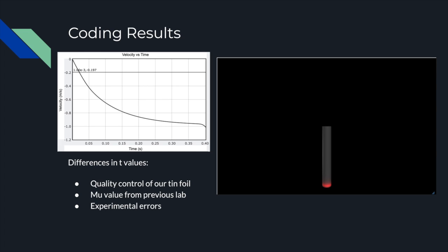Things that may have affected the differences in T values include the quality of our tinfoil, meaning that in between each run, the tinfoil could have become crumpled more in some places, which would have increased the magnetic flux through that area or the induced current in that area, as well as the calculated mu value from our previous labs, as well as experimental errors in calculating the time.